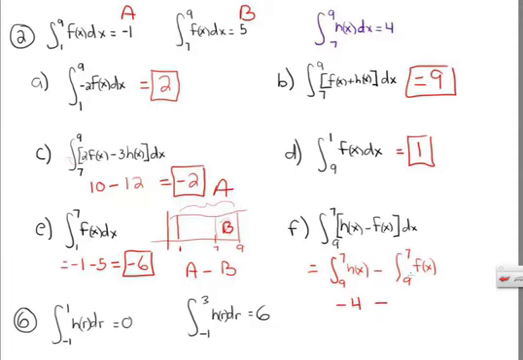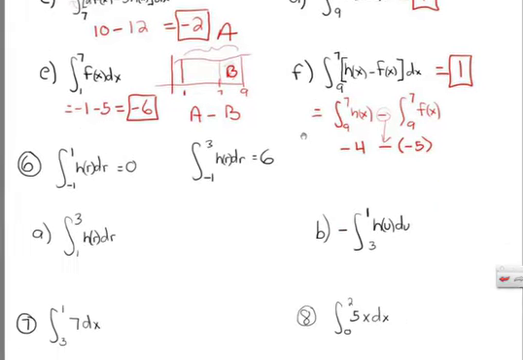Minus 9 to 7 on f of x is going to be the opposite of 7 to 9, which was 5. So now it's going to be negative 5. We had the negative from the subtraction, and then we have the negatives from going the opposite direction. So I get negative 4 plus 5, so the answer should be 1.